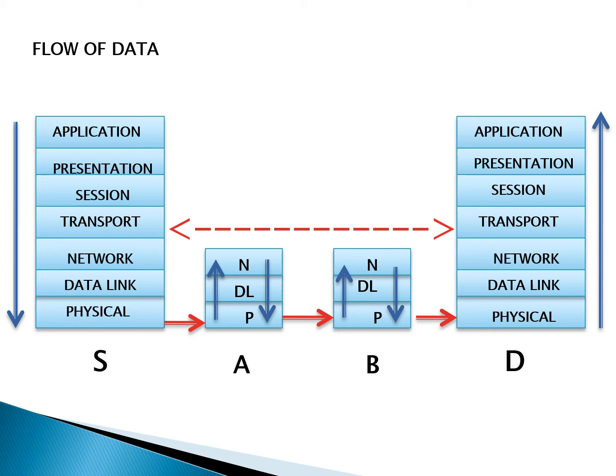And again, once it reaches the physical layer of node A, it transmits the data to the next intermediate node, which was decided by the network layer of node A. Same process is repeated until it reaches the destination node. Once it reaches the destination node, data will flow in the reverse direction, means from physical layer to the application layer. Like this, data is flowing in the network.